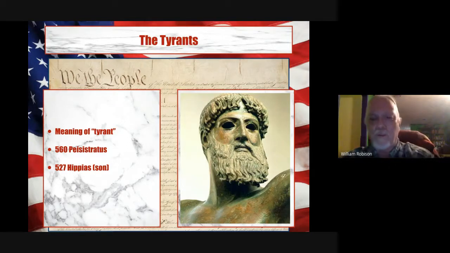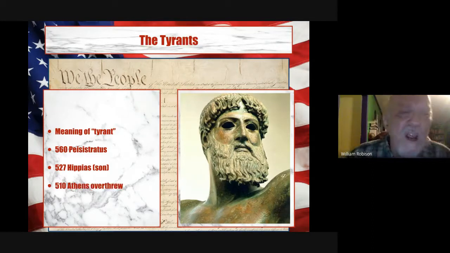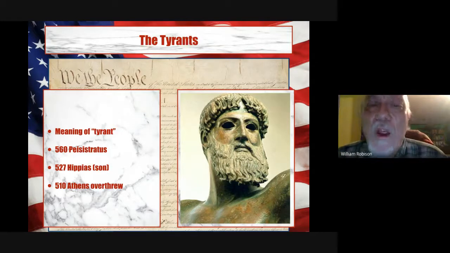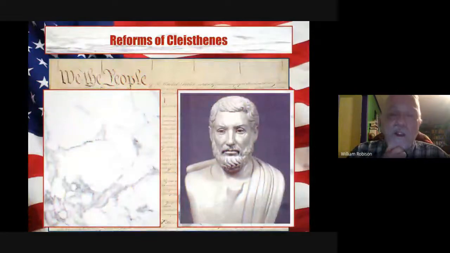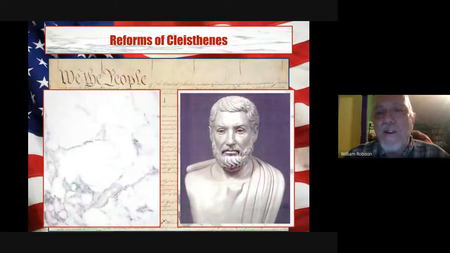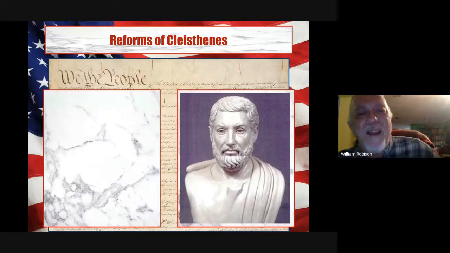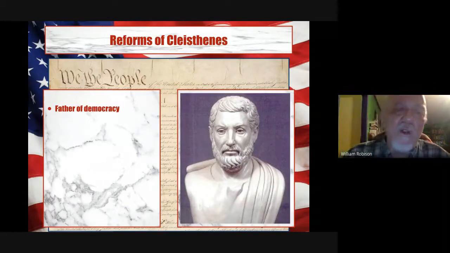He abused his position and abused it to the point that in 510, the Athenians overthrew him and set out to carry out another series of reforms meant to further democratize their city-state. This time, the reforms were carried out by this fella, a very modern-looking guy, except for his clothing, by the name of Cleisthenes, who is often referred to in the history books as the father of democracy.